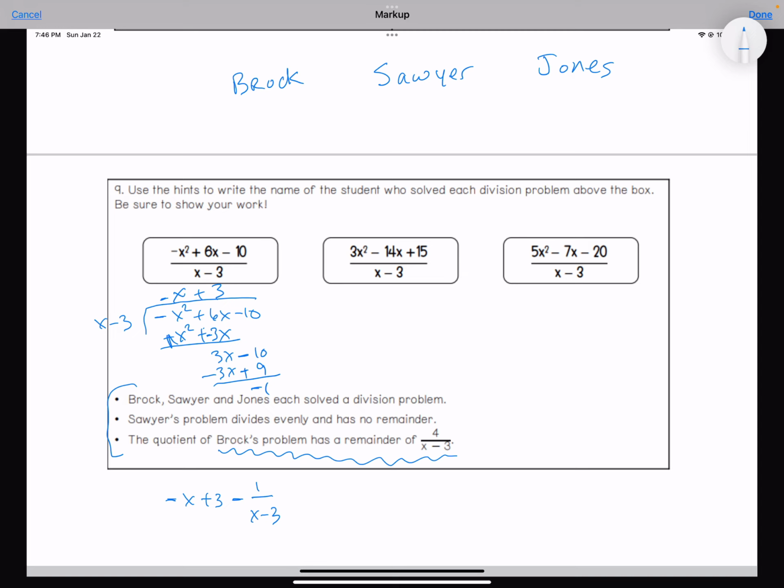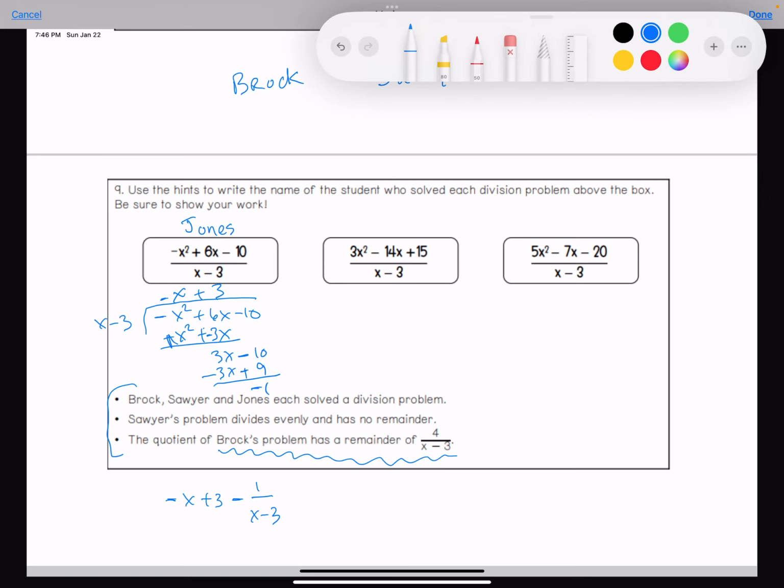Okay, so that right there tells us it's not Sawyer and it's not Brock. So this has to be Jones. So we'll go to the next problem.